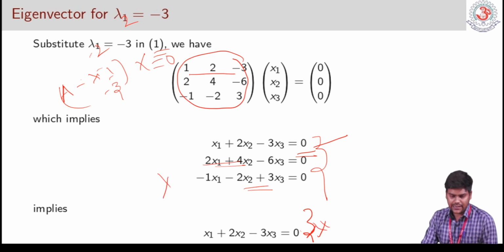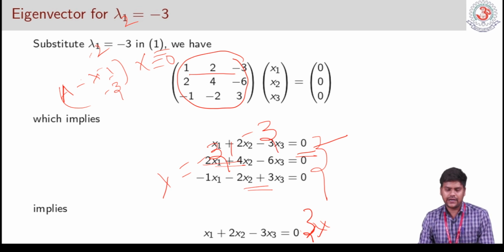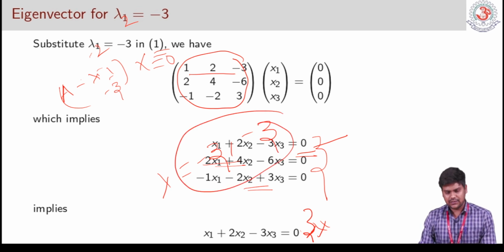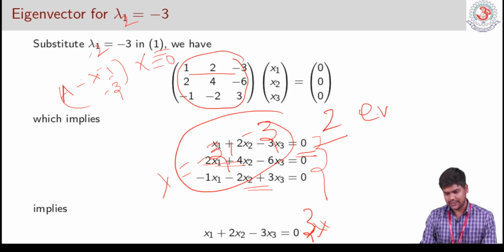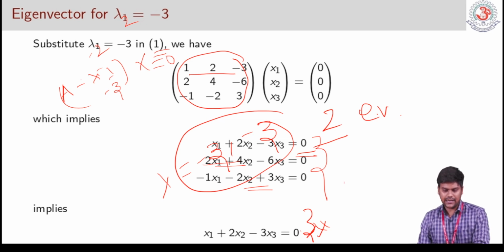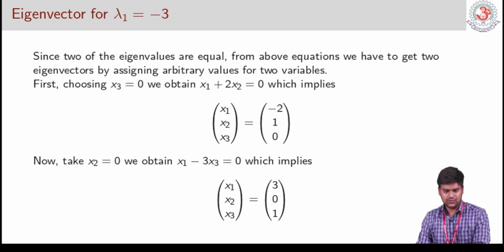But here we are getting lambda is 2. So minus 3 and minus 3, two same eigenvalues we are getting. To get eigenvectors for these two values, we need two eigenvectors. For two eigenvalues, we need two eigenvectors. For that, I am going to consider any one of the arbitrary x1, x2 or x3 equal to 0. So here I am going to consider x3 equal to 0. Since two of the eigenvalues are equal, from the above equation we have to get two eigenvectors by assigning arbitrary values for two variables. So first I am going to take x3 equal to 0.